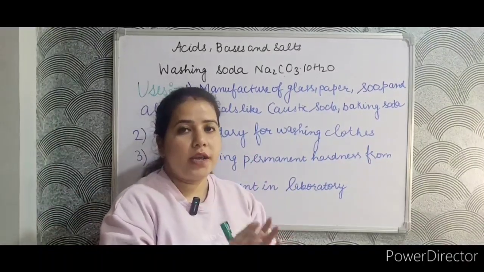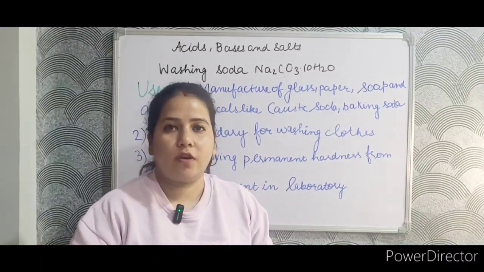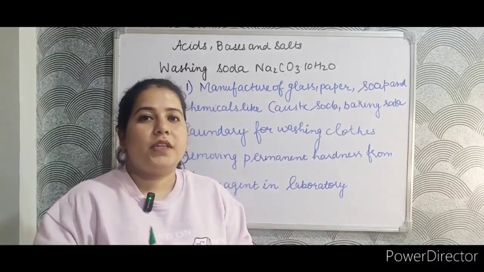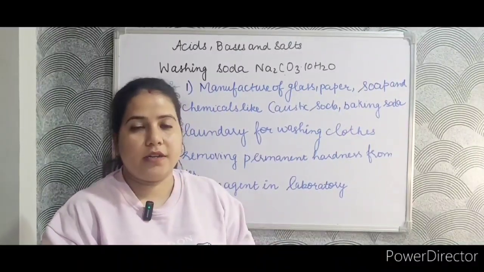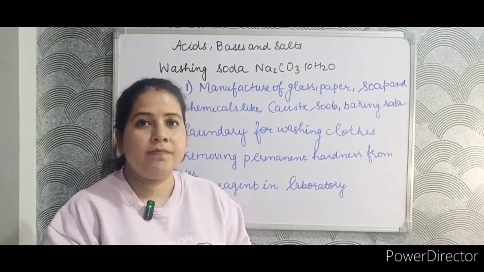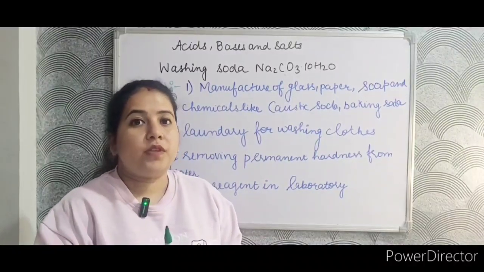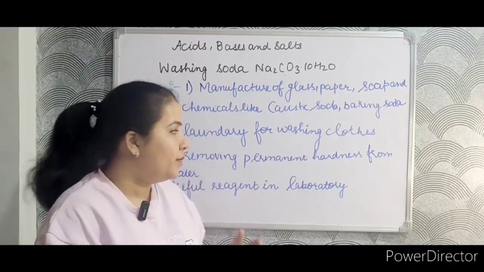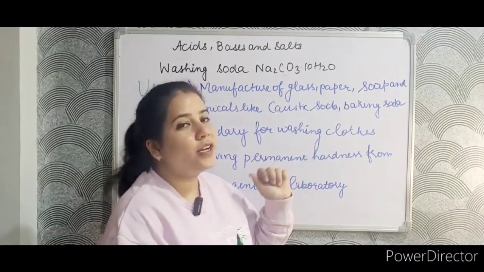Now water can be hard and soft. The water in which lather is formed easily is called soft water. The water in which lather is not formed easily is called hard water. Now hardness of water is of two types, temporary hardness and permanent hardness. Permanent hardness is due to chlorides and sulfates of calcium and magnesium, and temporary hardness is due to bicarbonates of calcium and magnesium. This topic hardness of water we will learn in detail in class 11th. And last use of washing soda is it is a useful reagent in laboratory.